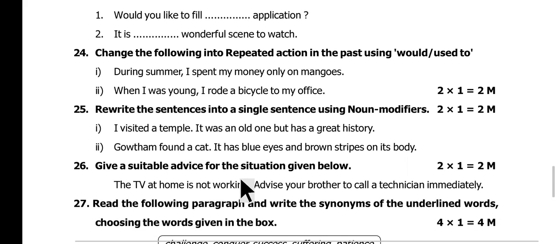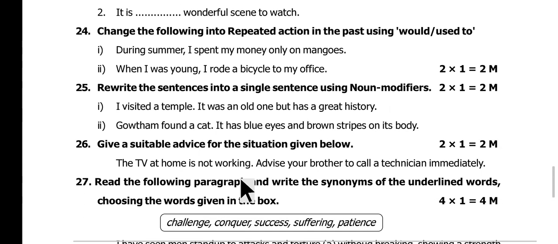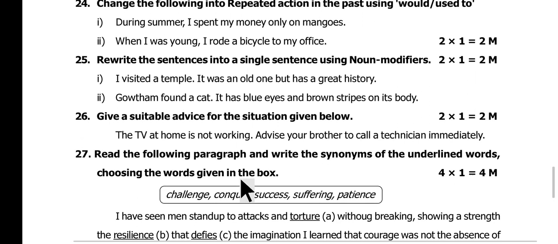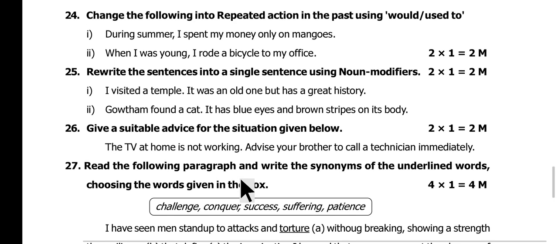So change the following into repeated action using would or used to. So this is habitual actions, and where we use would and where we use used to, that kind of distinguishing knowledge should be there for attempting this question. So this is from textual only.